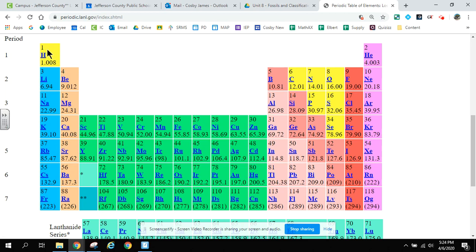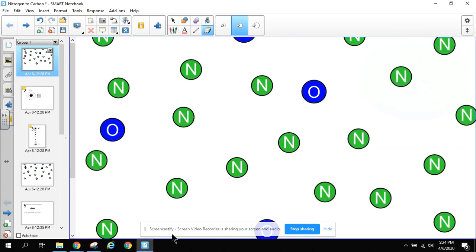What made it hydrogen is it has one proton inside the nucleus of that hydrogen atom, which is different from helium, which has two protons in it. Anyways, to our actual lesson here.